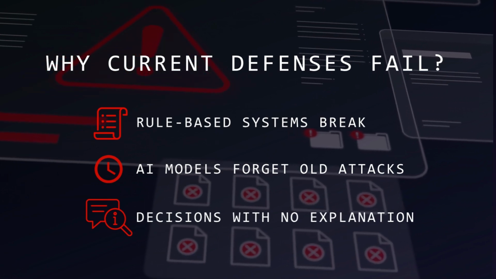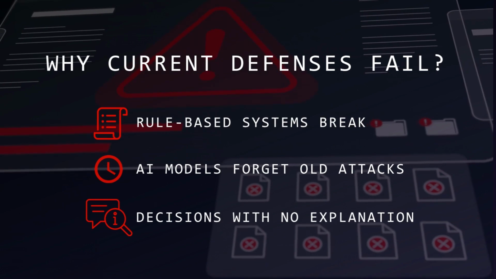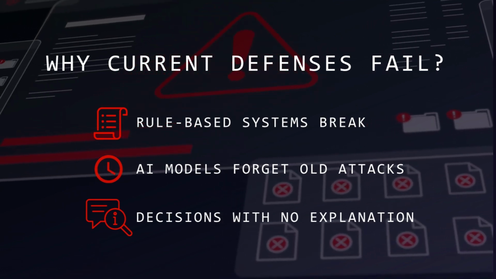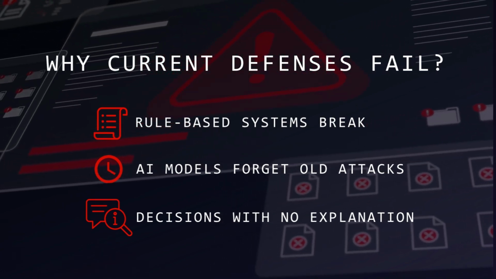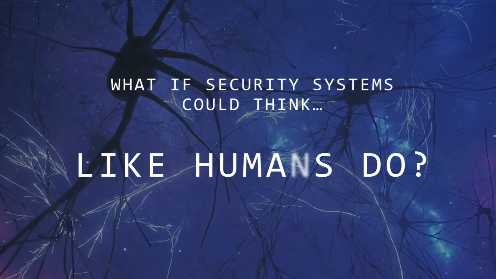Even AI systems fail because when they learn something new, they forget what they already knew. And worst of all, they never explain their decisions. But what if a security system could learn, adapt, and remember just like a human analyst?